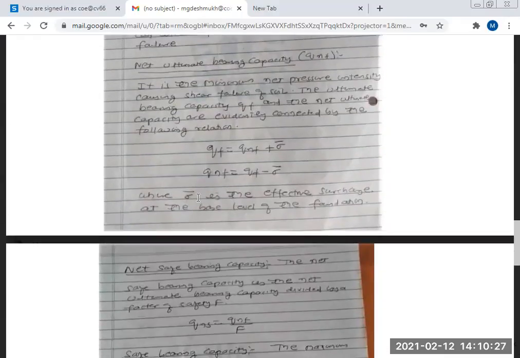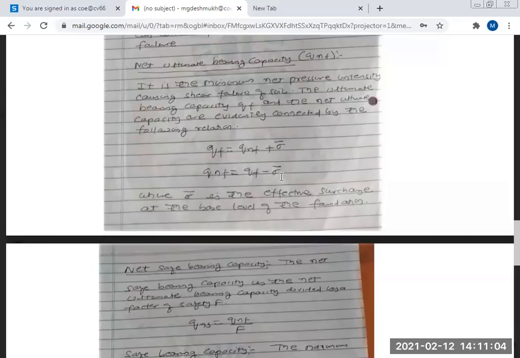So same thing, net ultimate bearing capacity is also equal to ultimate bearing capacity minus sigma bar or gamma d. So while solving the problems, you have to be a little careful whether he is asking net bearing capacity, net ultimate bearing capacity, or ultimate bearing capacity. If nothing is mentioned, only bearing capacity is mentioned, means you have to take ultimate bearing capacity only.